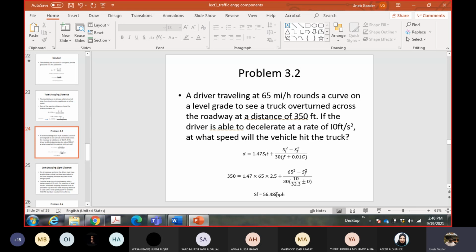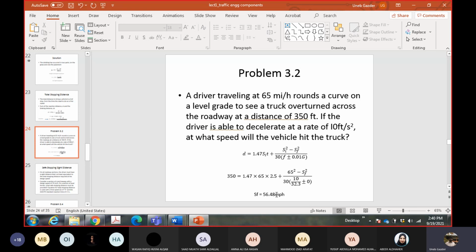Now again, let me say what will change if in this example they were asking me to calculate what should be the speed on the curve. How much speed on the curve should be allowed if a distance of 350 feet is available on the curve?